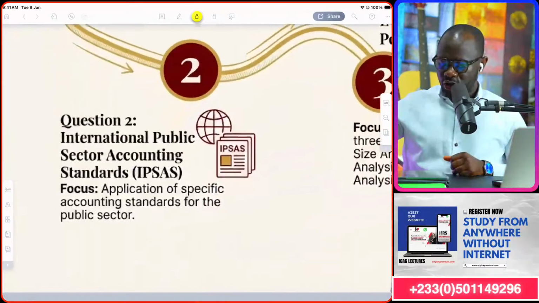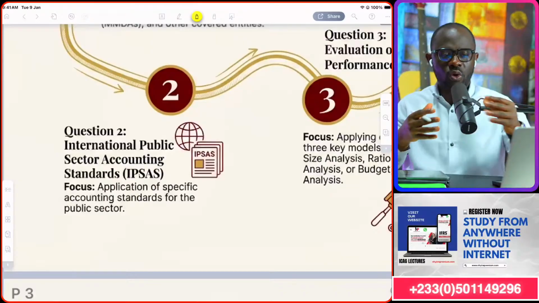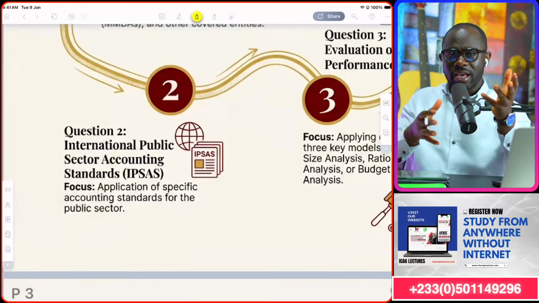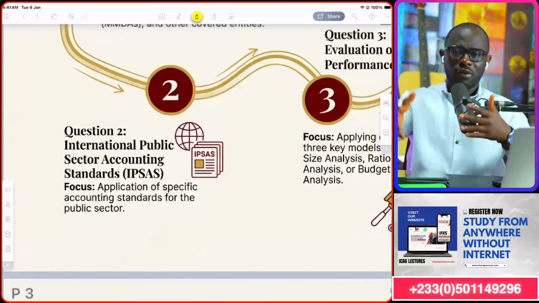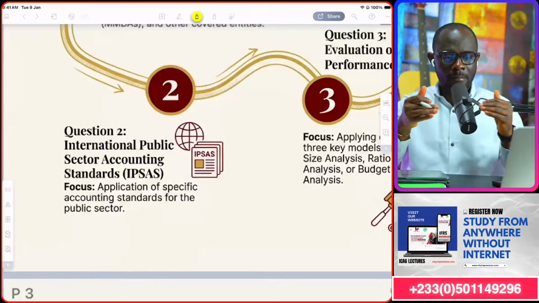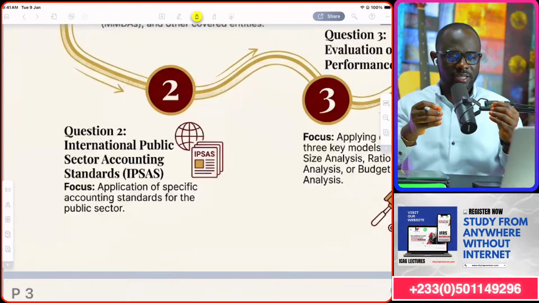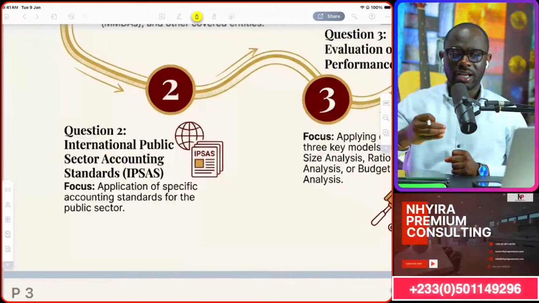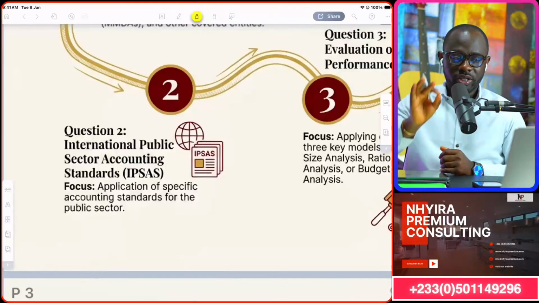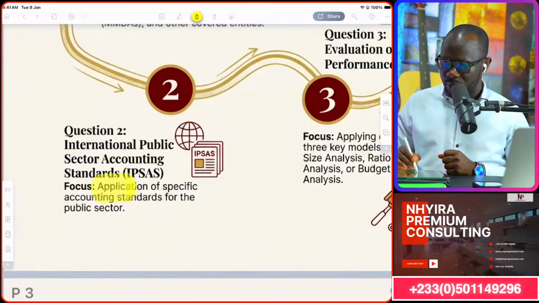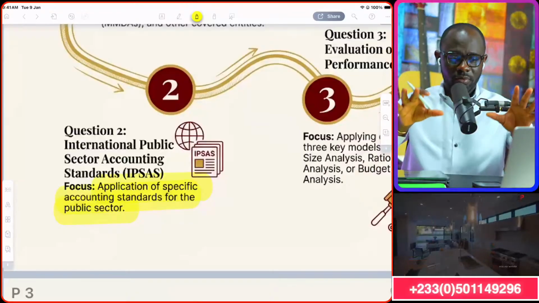Question 2 is going to be on the International Public Sector Accounting Standards, the IPSAS. This is why we recommend that you take public sector and financial reporting together, because the accounting standards and then evaluation of financial statements, some of the things are very similar with just a little separation from what is in public sector. But question 2 is going to be on the International Public Sector Accounting Standards, a dedicated 20 marks question waiting for us in the exam hall. And this is about the application of specific accounting standards for the public sector. That is question number 2.